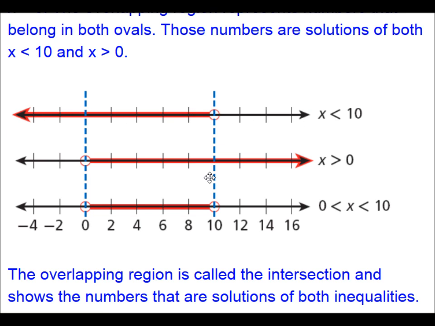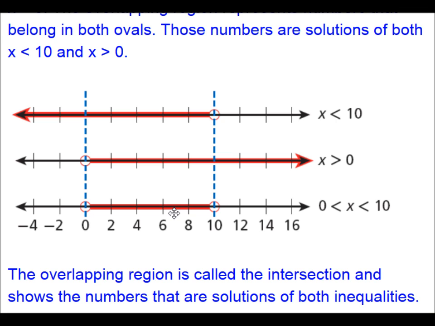The first number line represents x less than 10. So this is 10. Less than 10 means moving towards the left hand side. And since the 10 is not included, there is no dot here. The second one represents x greater than 0. It doesn't say equal to, it just says greater than 0. That means not including 0. So x is greater than 0, and it moves to the right hand side.